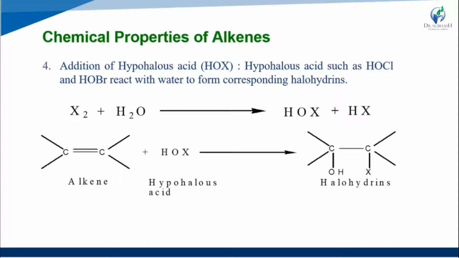So first we make the hypohalous acid. Here X2, that is a halogen molecule, reacts with a water molecule, making one hypohalous acid, and one hydrogen halide is removed. Then alkenes react with the hypohalous acid, making the halohydrin. So this is hypohalous acid addition.